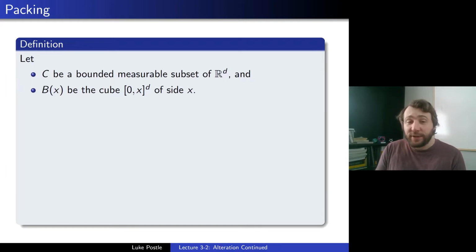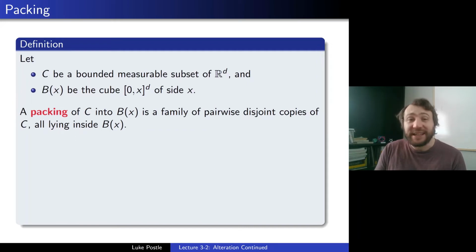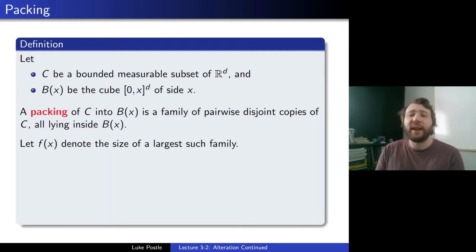And then what we're interested in is the following. It's called packing. A packing of C into B of x is a family of pairwise disjoint copies of C, all lying inside of B of x. So we want them to be copies of C that are actually fully inside the cube, but packed in there so that they're disjoint. Then what's of interest? Well, for a fixed x, we'll let f of x denote the size of a largest such family.